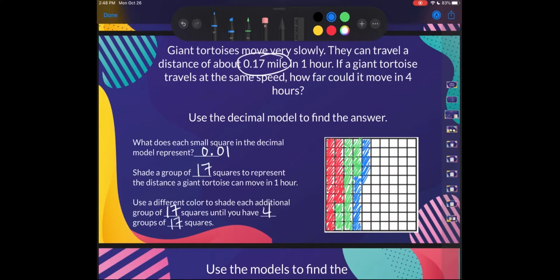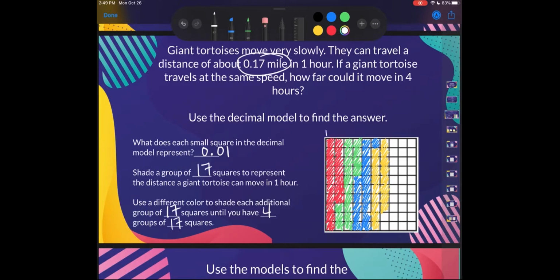3, 4, 5, 6, 7, 8, 9, 10, 11, 12, 13, 14, 15, 16, 17. And now I'm going to add my last group of 17. So I've got 9 right here, then 10, 11, 12, 13, 14, 15, 16, 17. All right, so I've got my 4 groups of 17. So now we're going to use this to find our answer. We did 17, then another 17, then another 17, then another 17. That's 4 groups of 17.